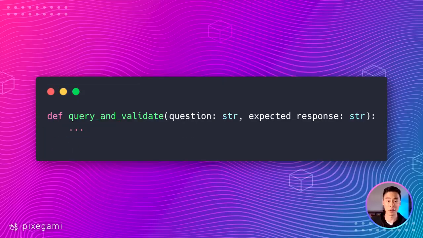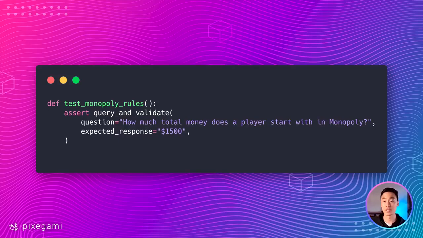So putting all that together, I can wrap this into a nice helper function that returns true or false. Then I can just write a bunch of unit tests using that helper function, and I can write as many test cases as I want. This will give me a quick way to see how well my application is performing, especially after I make updates to the code, the source documents, or the LLM model itself.